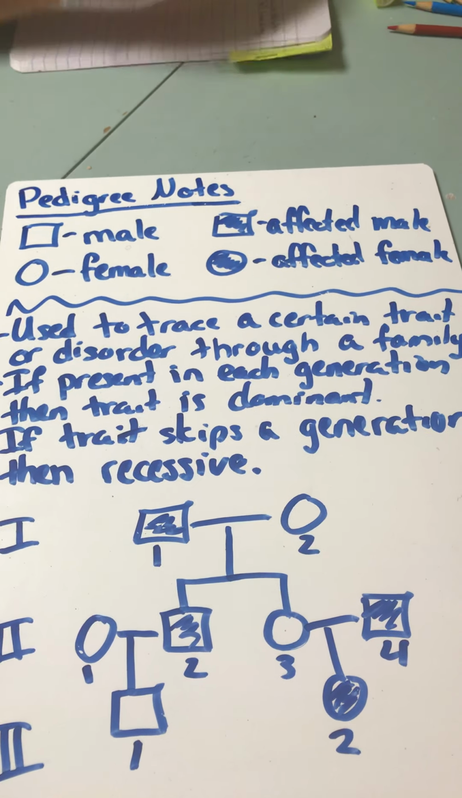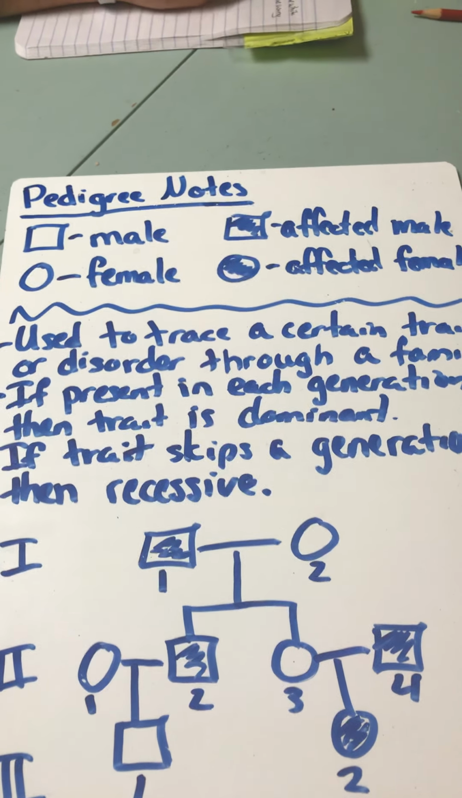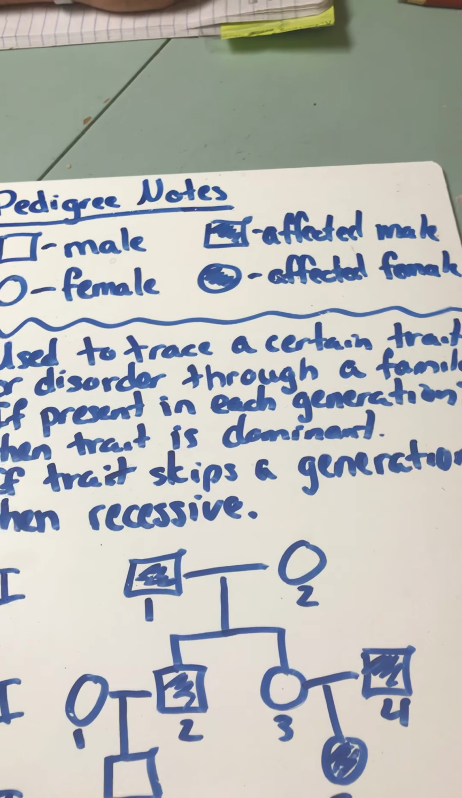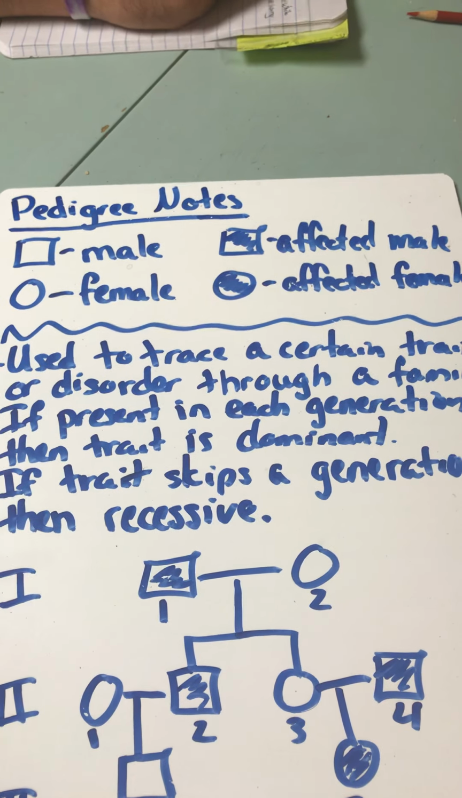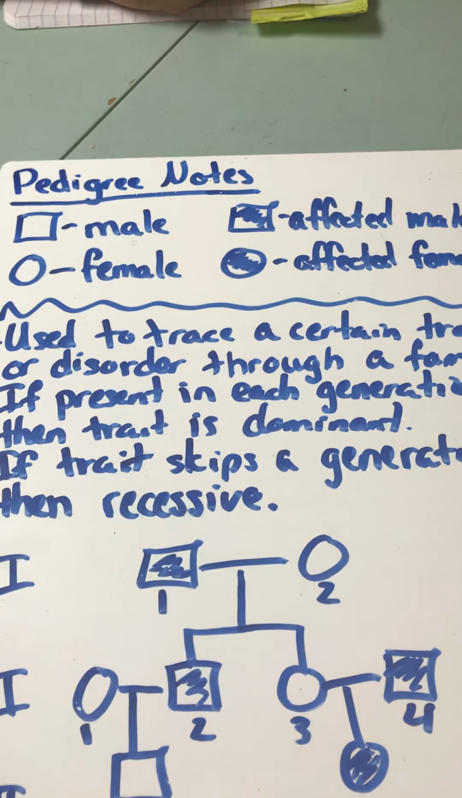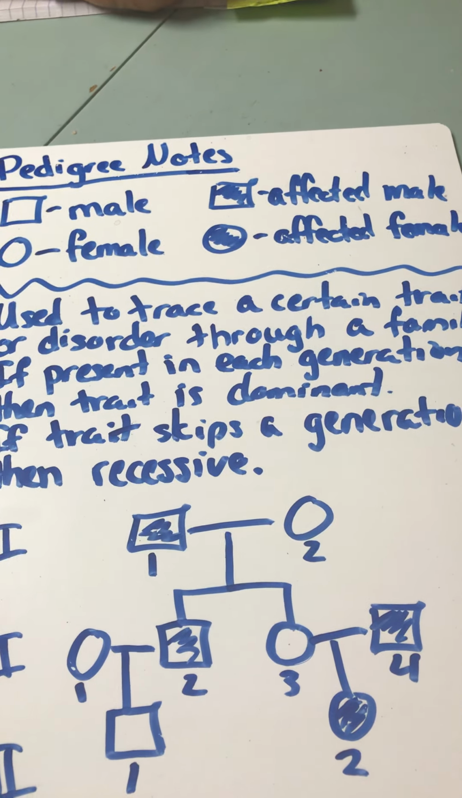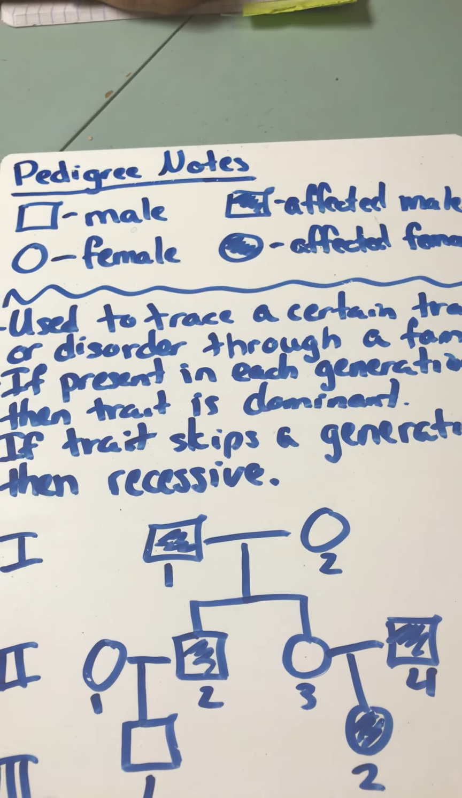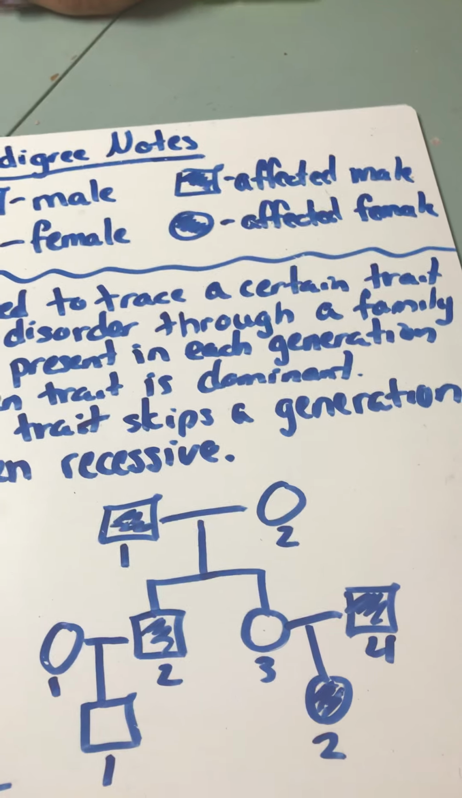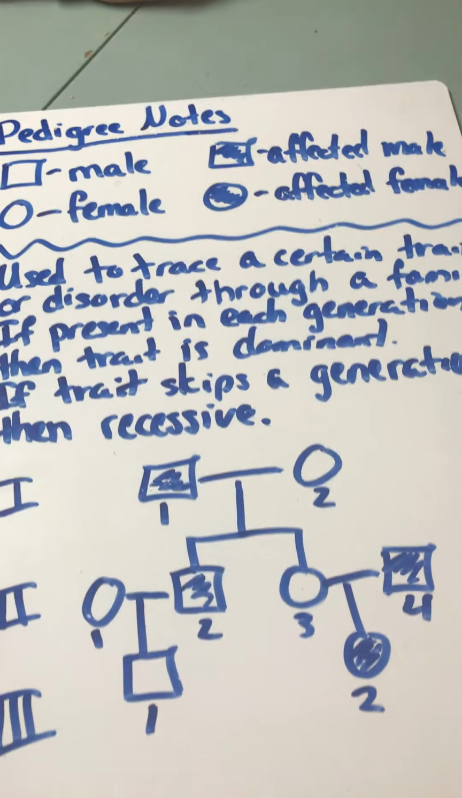The reason that we do pedigrees is to trace a certain trait through your family, to look at the disorder as it goes through the family. If it is present in every generation, that means that the trait is considered dominant. If the trait skips a generation, then it is recessive.